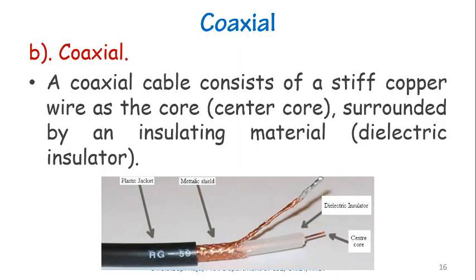Coming to coaxial, a coaxial cable consists of a stiff wire as the central core, surrounded by insulating material. You can see in this diagram a metallic copper shield, and over that a plastic jacket, and you can see the code RG59. It's a special code. You can also see the dielectric insulator, which surrounds the central core.